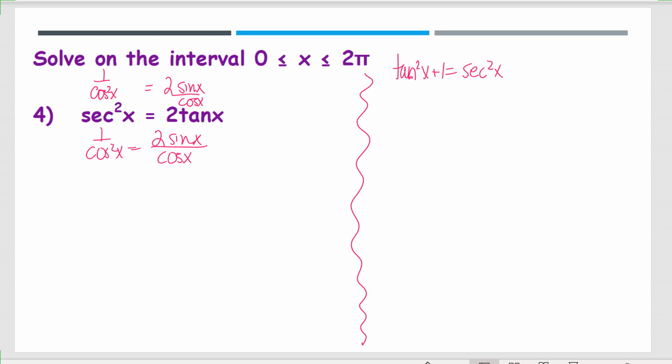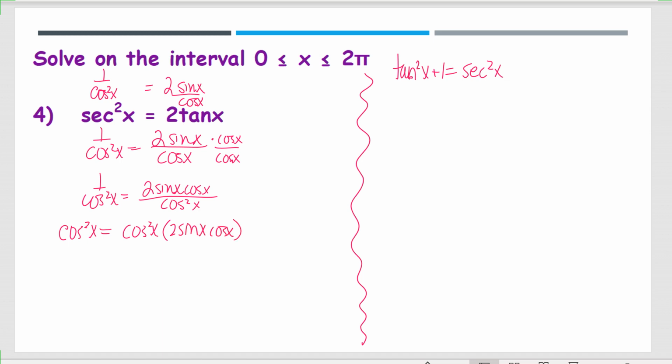So what we could do is, if I multiply the second fraction by cosine in numerator and denominator, then I'll have 1 over cosine squared equals 2 sine of x cosine of x all over cosine squared. Now, if you have two fractions set equal to each other that have the same denominator, when you cross multiply, you will end up eliminating that denominator. I'll prove it to you. Here goes. 1 multiplied by cosine squared is cosine squared. That's equal to cosine squared multiplied by 2 sine of x cosine of x.